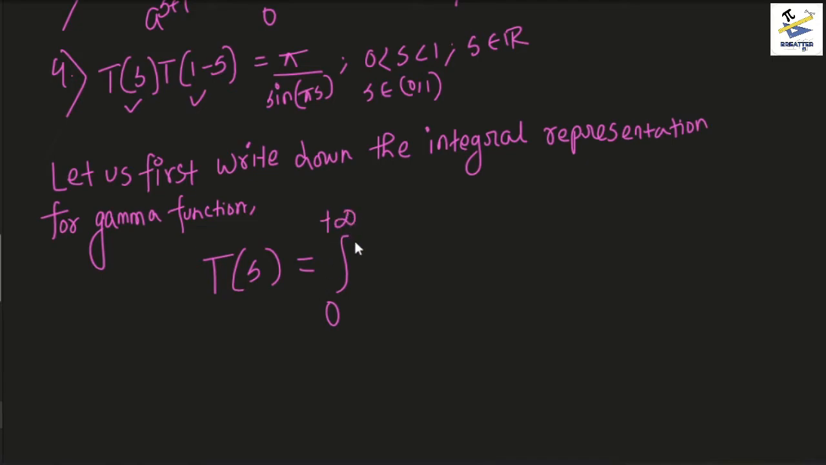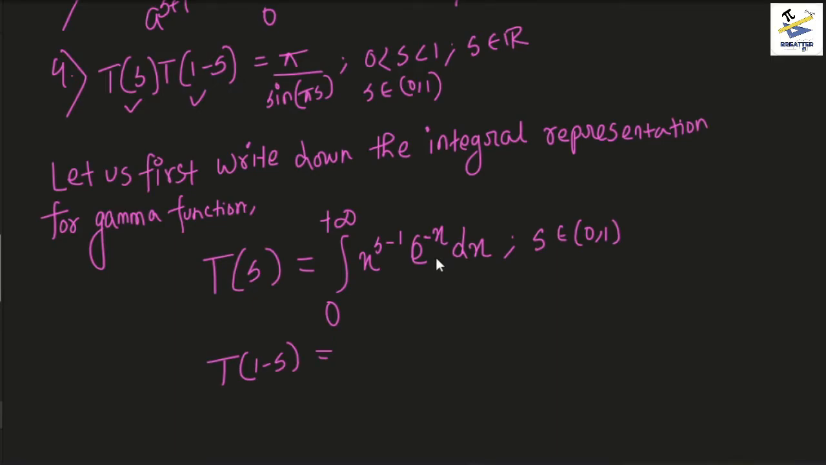Zero to positive infinity x to the power s minus 1 times e to the power minus x dx, right? In both cases we will have s belongs to (0, 1), and for the other one we are going to change the variable, because we do not want to represent both integrals in terms of a single variable. That is valid for each on its own but not when we multiply the two integrals, because these are separate integrals.